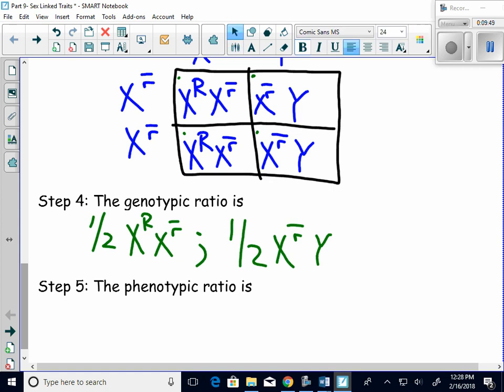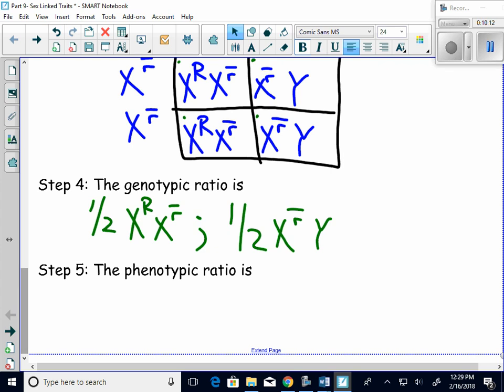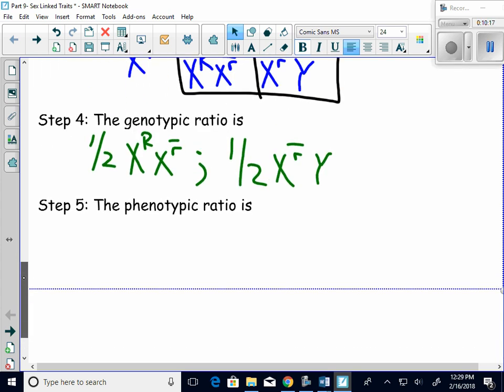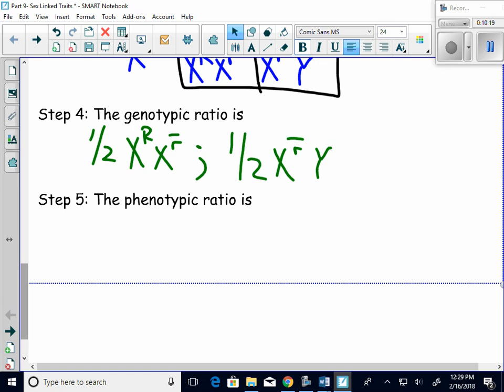Okay, I believe you need to write that right on your interactive notebook, right? Page 36, is it? 34? Okay, page 34. Now, finally, it says, what is the probability? Actually, no, I'm working ahead. What is the phenotypic ratio? Okay, what is the phenotypic ratio?